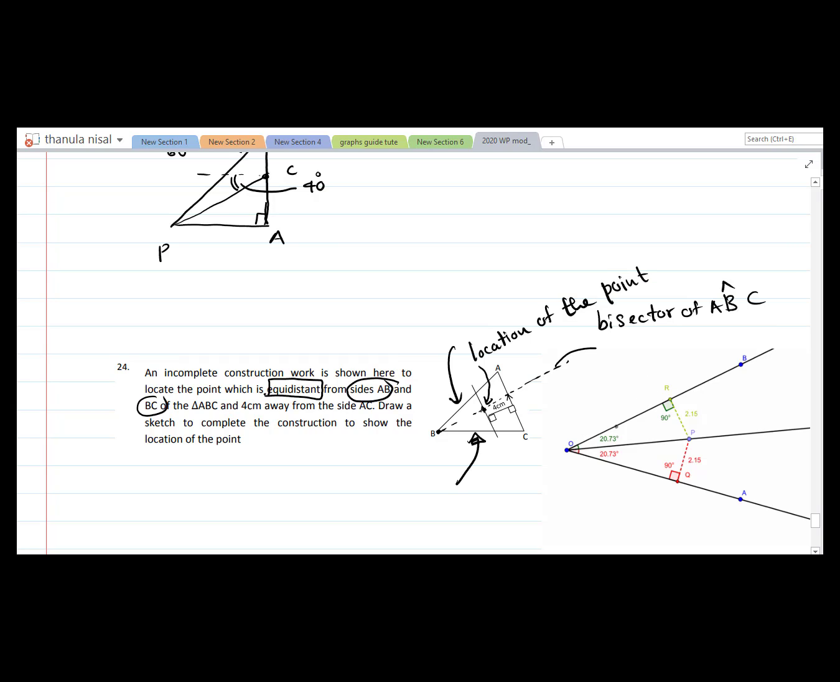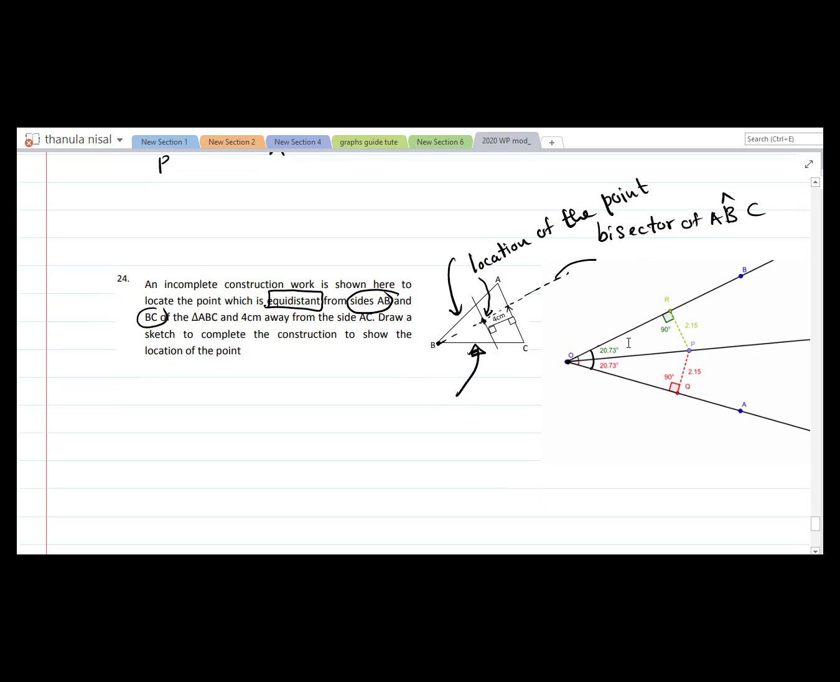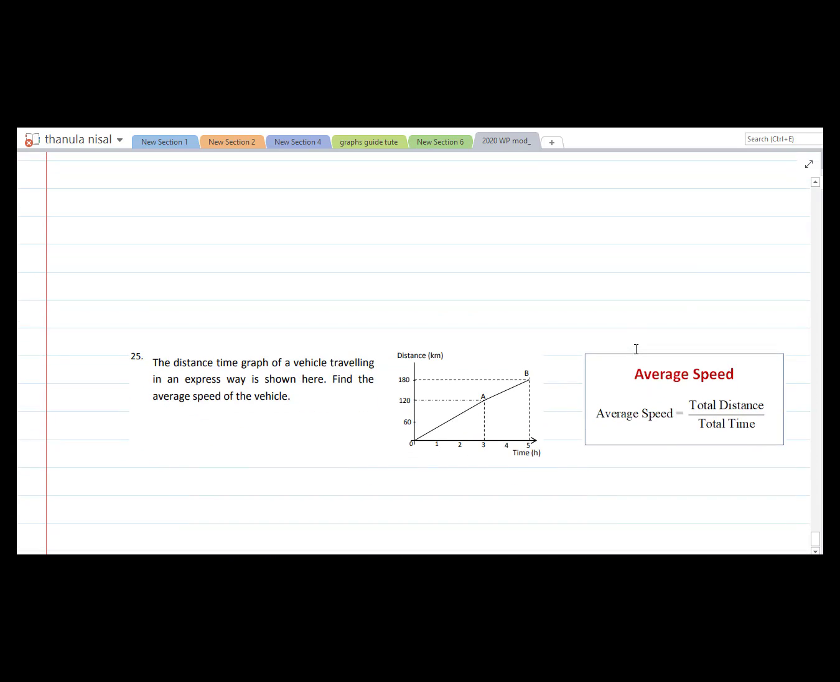Here you can see a diagram which emphasizes this theorem. The locus of a point which is equidistant from two straight lines is the angle bisector. Okay. Let's jump to the final one.